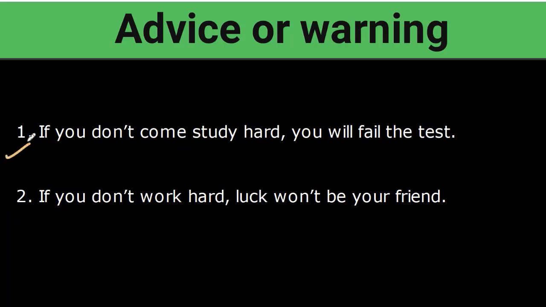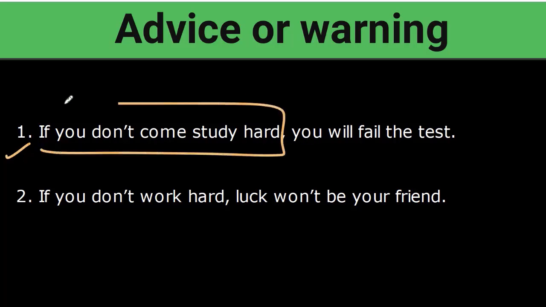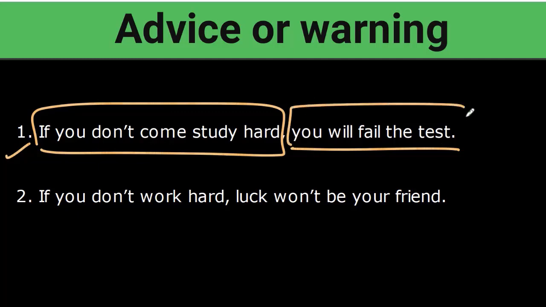All right. Examples: if you don't study hard, you will fail the test. If you don't do this, it's a negative condition. If you don't do this, this will happen. You will fail the test. So either clause or both the clauses can be negative as well. If you don't study hard, this will happen. Or if you don't do this, this will not happen. If you don't study hard, you will not pass the test. I can also say this: you will not pass the test, right? So both the clauses or either of the clause can also be negative.